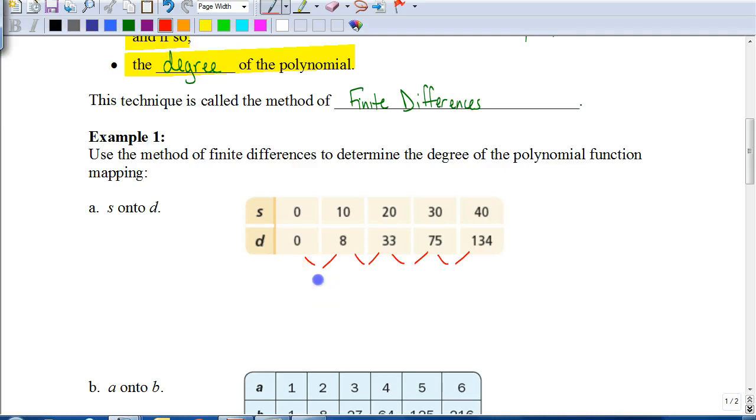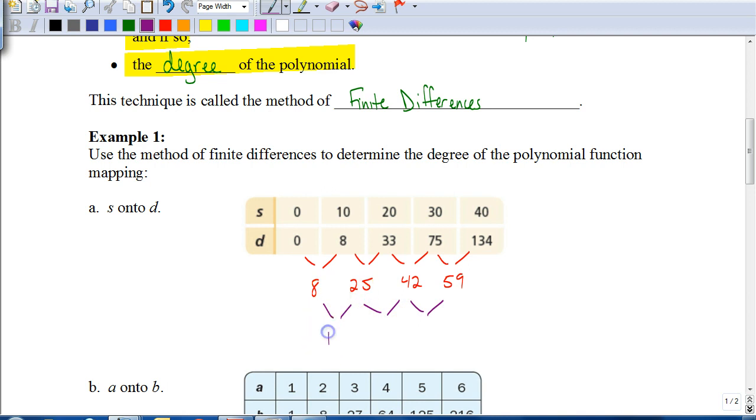Like 8 minus 0, you should be able to do that, it is 8. 33 minus 8, well that's 25. 75 minus 33 is 42. Might need a calculator for this one: 134 minus 75 is 59. So now I want to find the next row of differences.